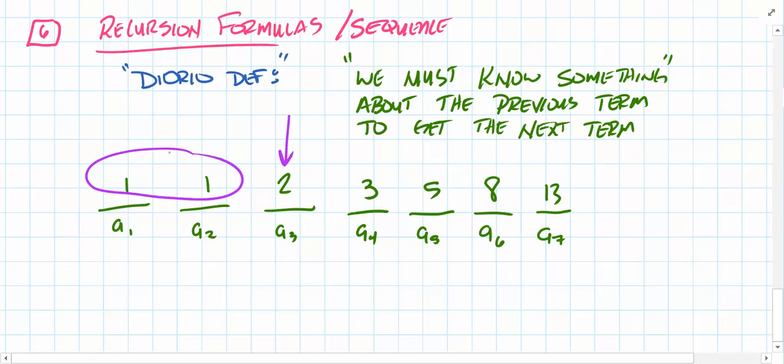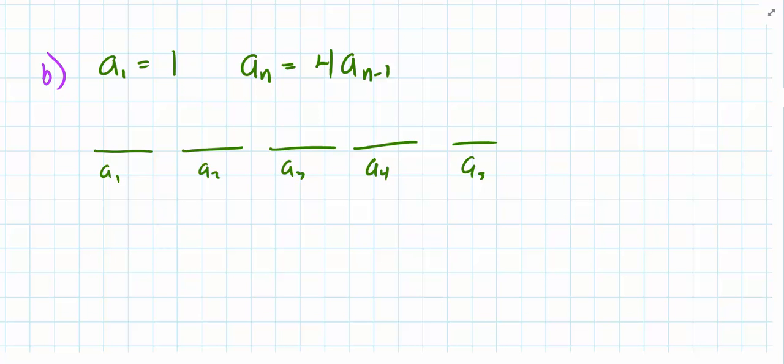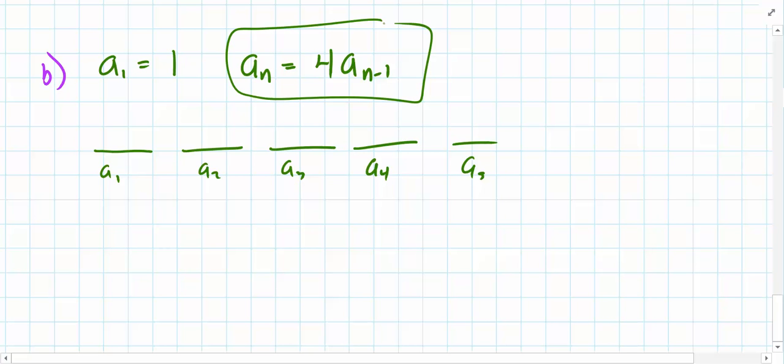Anybody know the name of this sequence? It's a Fibonacci sequence. It's the most famous recursive sequence that we have. Okay? It shows up all the time, has all kinds of fun applications, and it is in nature. Very good. All right, so here's an example. The first term is 1, and then you have this definition in this box here.